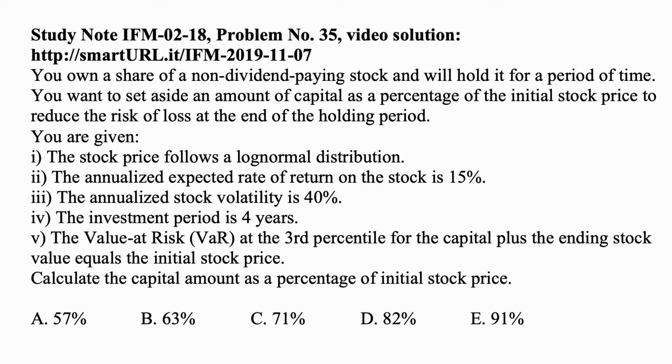Here's a problem for today for exam IFM. You own a share of a non-dividend paying stock and will hold it for a period of time. You want to set aside an amount of capital as a percentage of the initial stock price to reduce the risk of loss at the end of the holding period. You are given that the stock price follows a log-normal distribution. The annualized expected rate of return on the stock is 15%. The annualized stock volatility is 40%. The investment period is 4 years. The value at risk at the third percentile for the capital plus the ending stock value equals the initial stock price. Calculate the capital amount as a percentage of initial stock price.